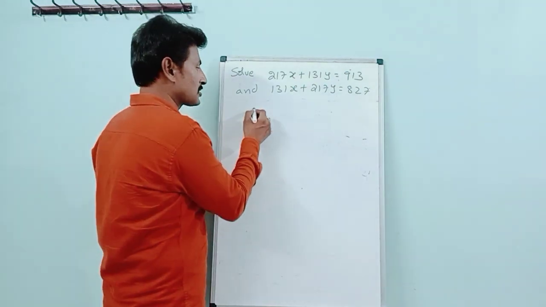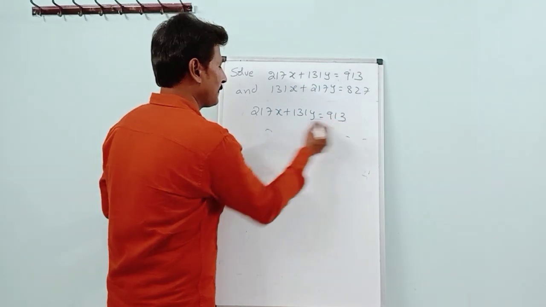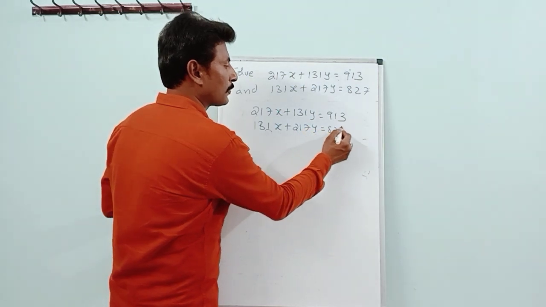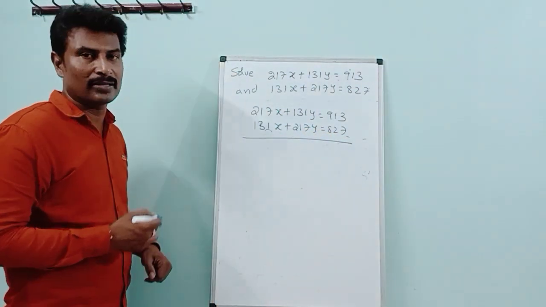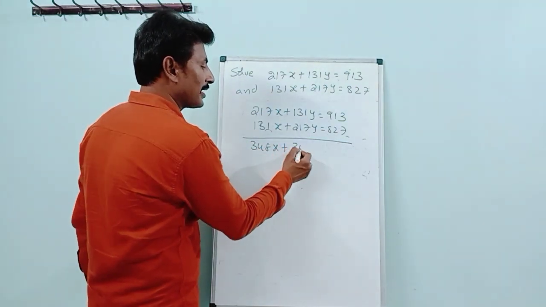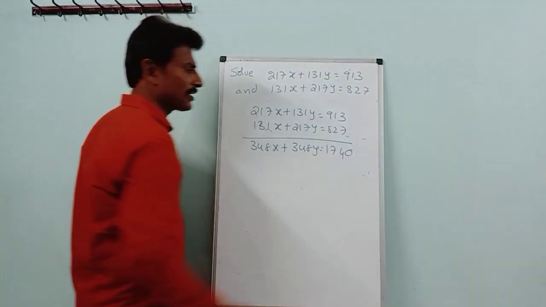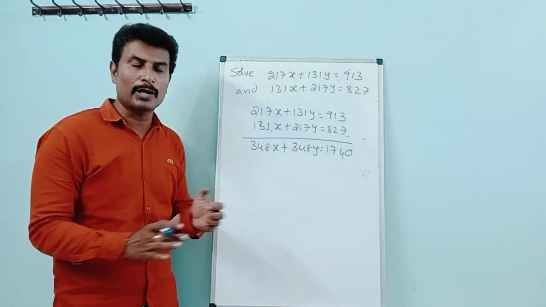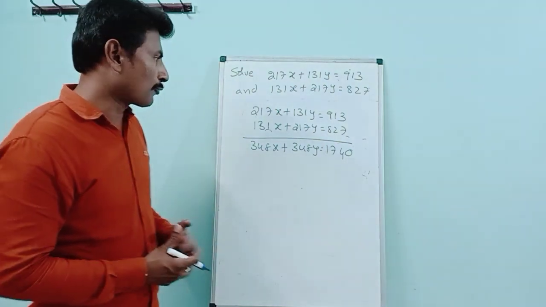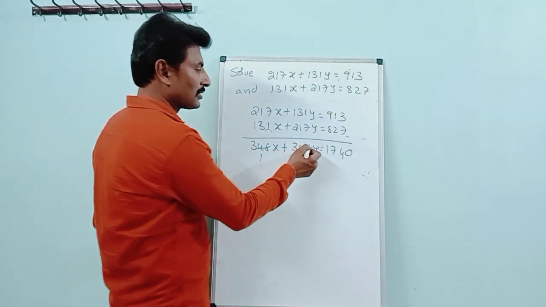I want to just add them. 217x plus 131y is equal to 913. 131x plus 217y is equal to 827. Let us see what happens if I add these two equations. By adding, I get 348x plus 348y is equal to 1740. Is there any common factor for the coefficients? You can divide by that common factor on both sides. Of course, 174 twos are 348.